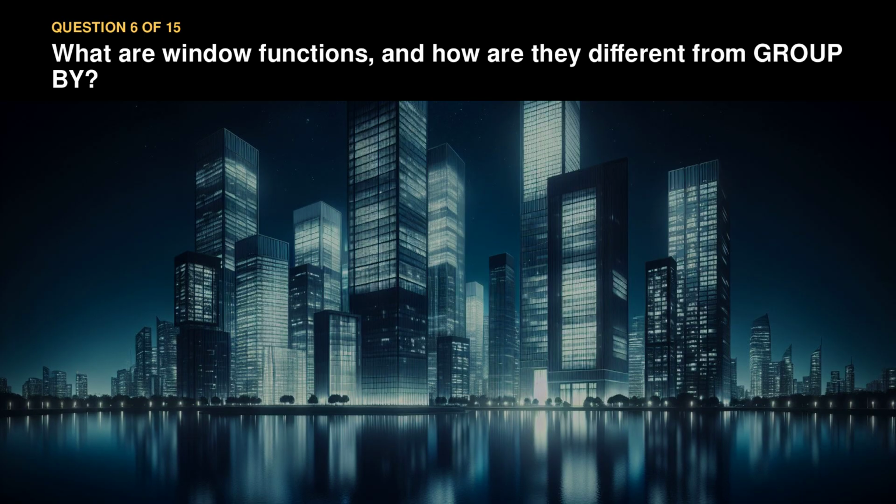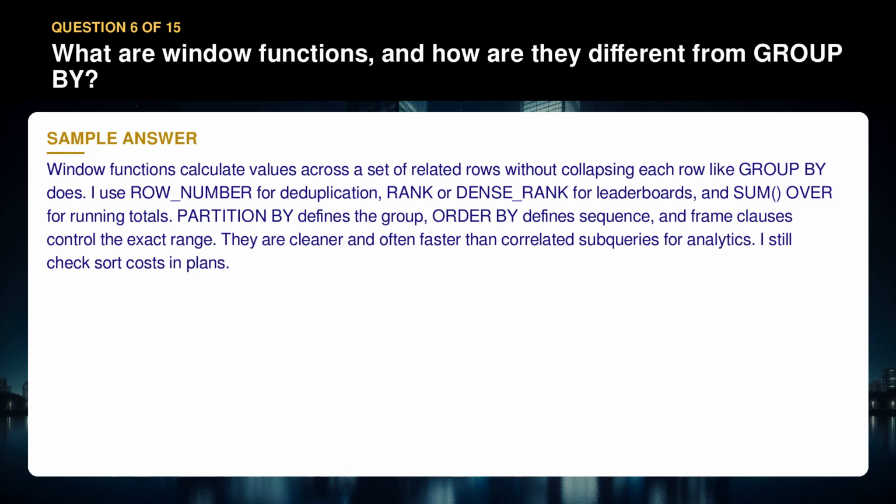Question 6. What are window functions, and how are they different from group by? Window functions calculate values across a set of related rows without collapsing each row like group by does. I use row number for deduplication, rank or dense rank for leaderboards, and sum over for running totals. Partition by defines the group, order by defines sequence, and frame clauses control the exact range. They are cleaner and often faster than correlated subqueries for analytics. I still check sort costs in plans.